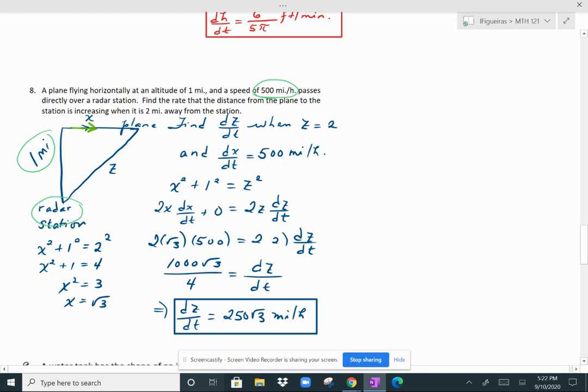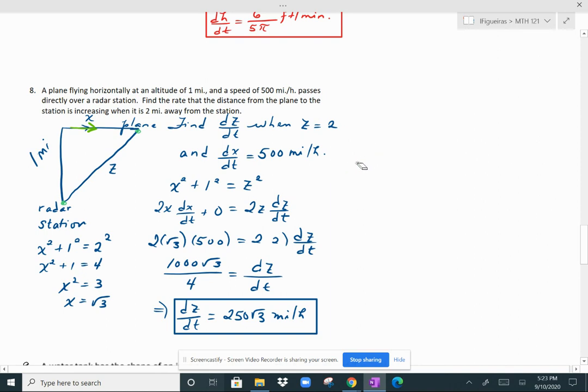And you know that you have to find how quickly the distance from the plane to the radar station is changing. So that means I need to find dz dt when z is equal to 2 and dx dt is 500 miles per hour. So similar to when I did earlier, this again creates a right triangle. So I'm able to use the Pythagorean Theorem, but different information is presented. You know, the one leg is 1, the other one is x, and you can't plug in the hypotenuse. You can't plug in 2 because that is changing. You're going to use the 2 later on. So the only thing that's constant is the height.